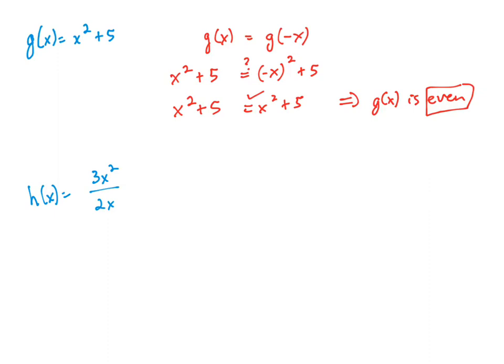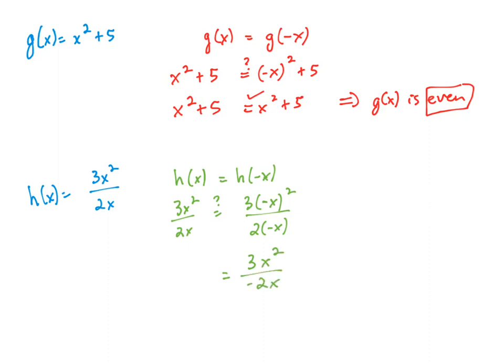All right, and then the third one, h of x is equal to 3x squared over 2x. Again, let's test for the function being even first. Is h of x equal to h of negative x? Well, we already have h of x. Is that equal to h of negative x? So 3 times negative x squared over 2 times negative x. So we end up with 3x squared, since negative x times negative x is x squared, divided by negative 2x. Okay, so those are not equal, so we'd say not even.